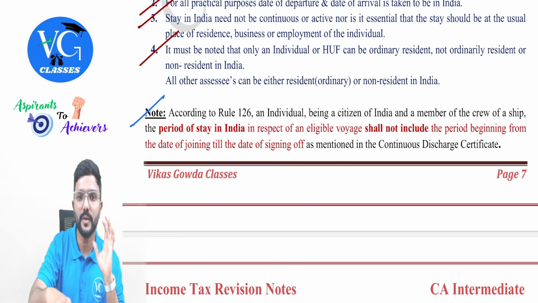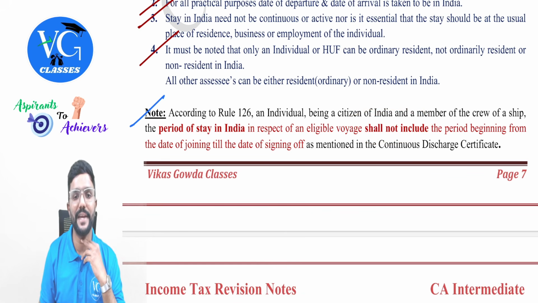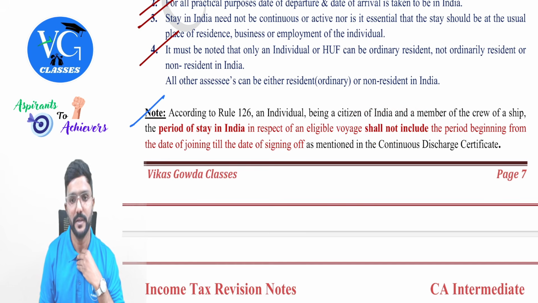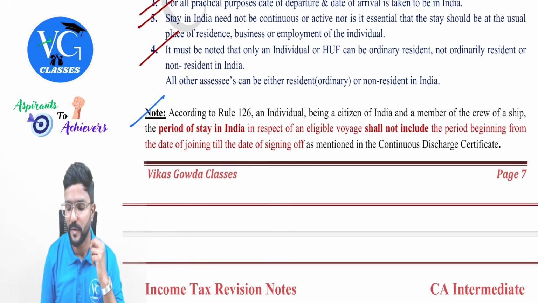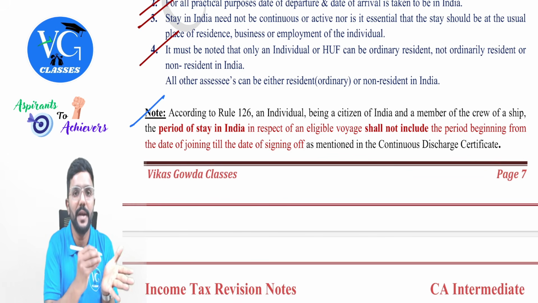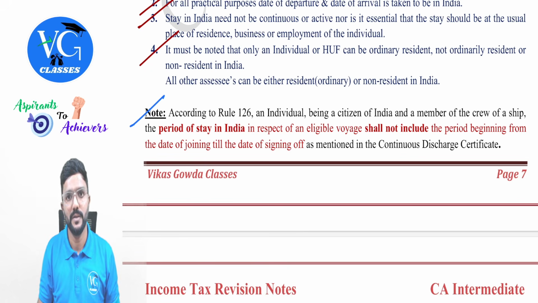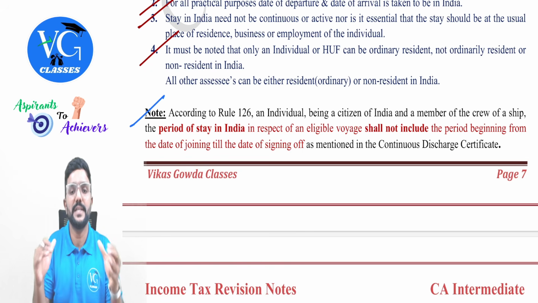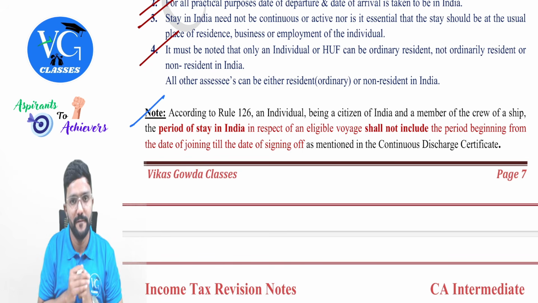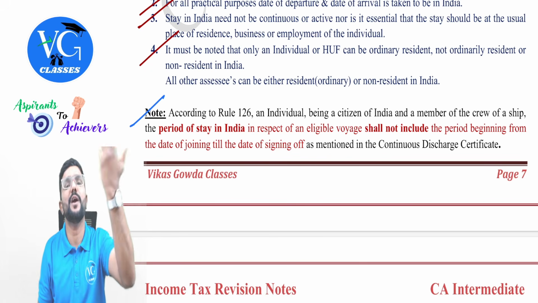Okay, sir. It shall not include the period beginning from the date of joining till the date of signing off as mentioned in the continuous discharge certificate. So those who work as a member of the crew of a ship would be issued a document called the continuous discharge certificate, in which the day they join the ship and the day they sign off from the ship will be mentioned. That time gap will be considered to be outside India, guys. From the date of joining the ship till the date of signing off will be considered to be outside India.